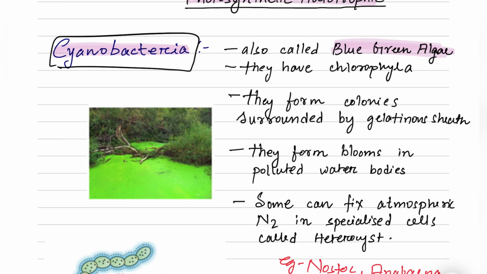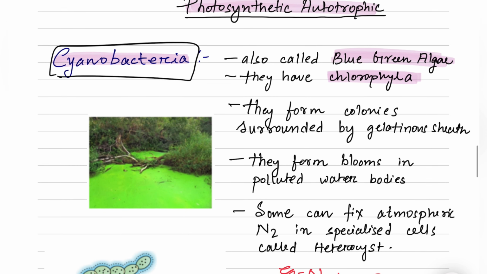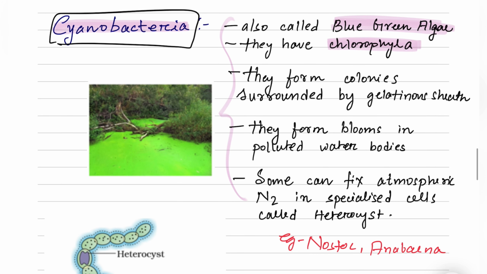Since they are photosynthetic, they can perform photosynthesis. For performing photosynthesis, they have chlorophyll a, which is similar to green plants. Now these are some features given in NCERT regarding cyanobacteria. These features are very important for questions like which of the following statements are correct or incorrect. Okay, now let us see these statements.